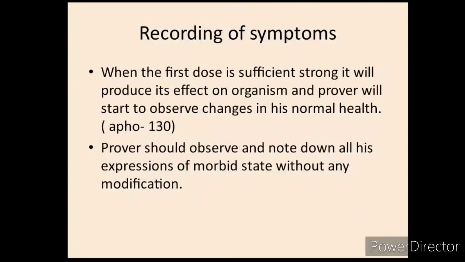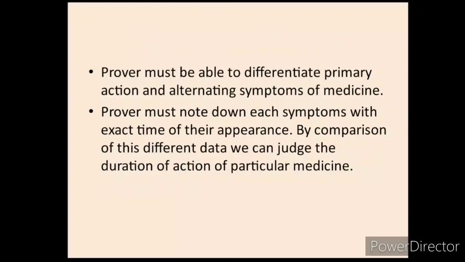Again, with the recording of symptoms, the prover should observe and note down all his expressions of morbid state without any modification. The prover should be given a record book known as a day book, and is advised to note down each and every change of his healthy state in the day book with time and with each characteristic factor. The prover must be able to differentiate primary action and alternating symptoms of the medicine. The prover must note down each symptom with the exact time of its appearance. By comparison of these different data, we can judge the duration of action of a particular medicine.